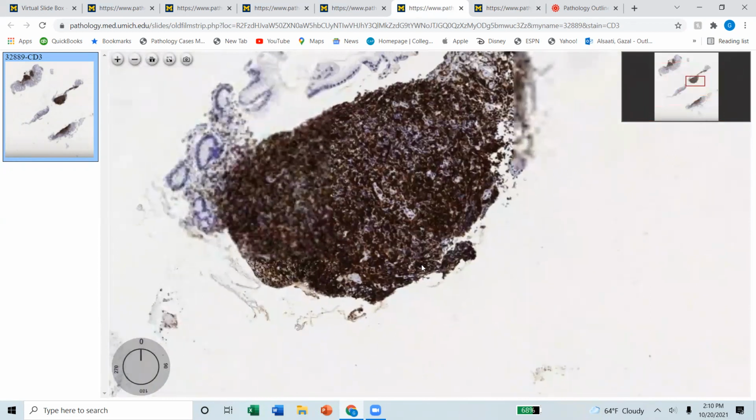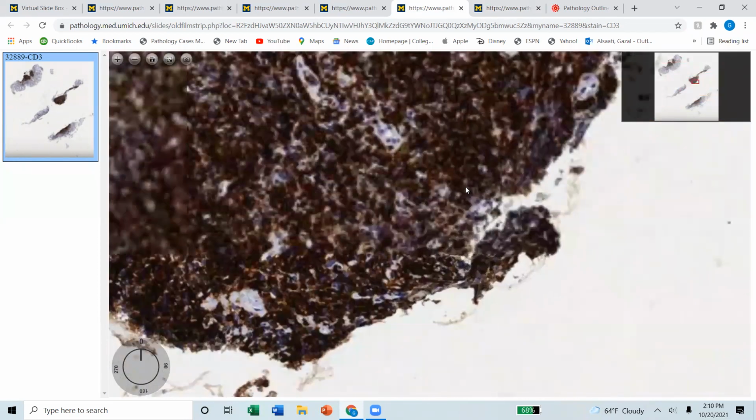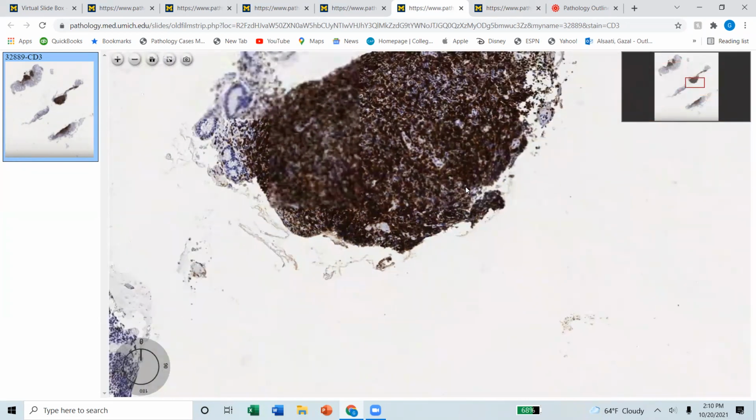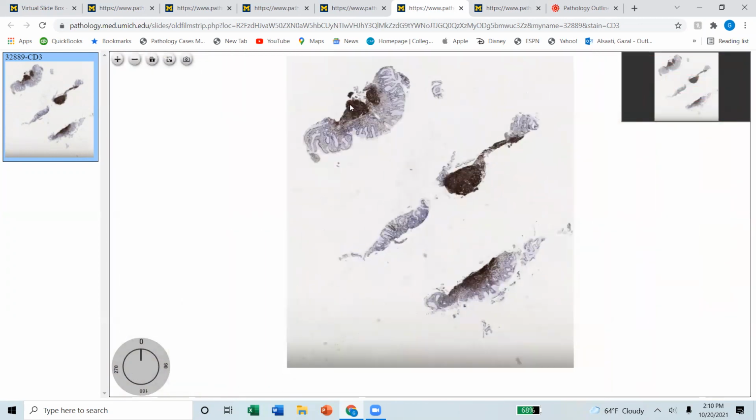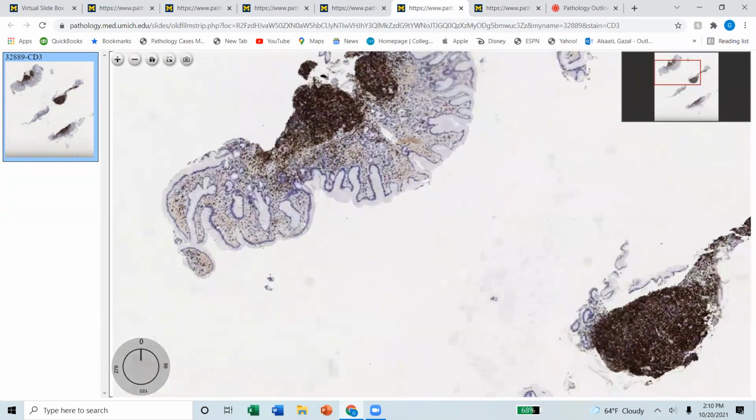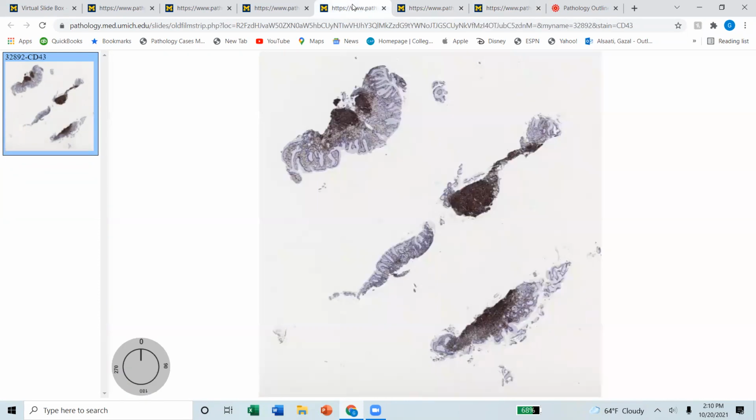Yeah, but then you should not have as much CD20 as you saw in there. You should not really have that many B cells in there. So even if you have this much CD3, it's okay? Yeah. Oh my God. Okay.